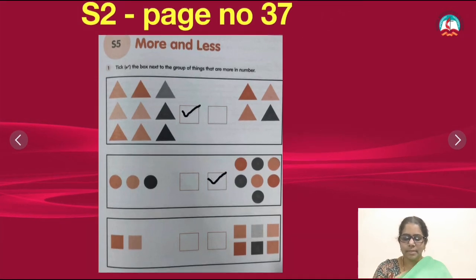Finished? Now next, squares. Now, how many squares are here? 1, 2. Very good. Now this side, children. 1, 2, 3, 4, 5, 6. Now, which side is more? 2 squares or 6 squares? 6 squares, isn't it? Very good, children. So mark a tick in the box.